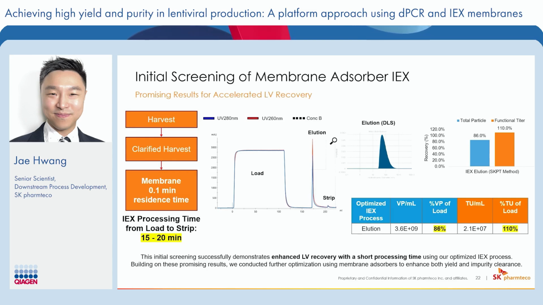So we used our optimized AX process using commercially available membrane absorbers and achieved 86% lentiviral particle yield and an impressive 110% functional yield, completed in 15 to 20 minute IX processing time from load to strip. As you can see from the chromatogram, our optimized process is very simple. This initial screening result is very promising, and based on this, we further optimized our membrane absorber process, specifically focusing on enhancing both purity and recovery, which I'll show you on the next slide.